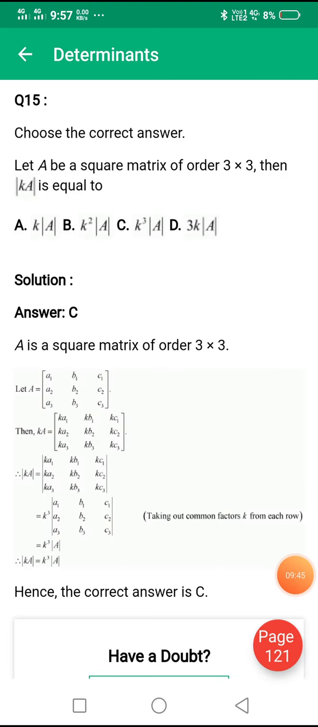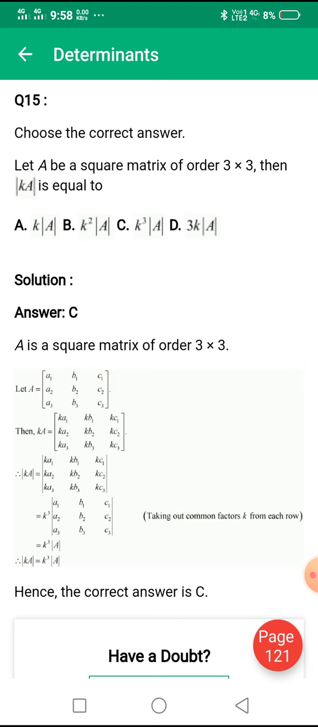Let's understand the 15th MCQ, where a square matrix of order 3 cross 3 is given, and we are supposed to find the value of determinant k into A, where k is any constant. As you can see, the given matrix is a square matrix of order 3 cross 3, so I will take a random matrix a1 b1 c1, a2 b2 c2, and a3 b3 c3.